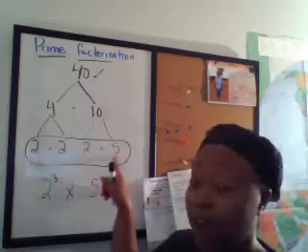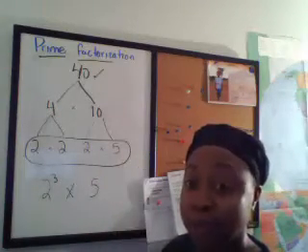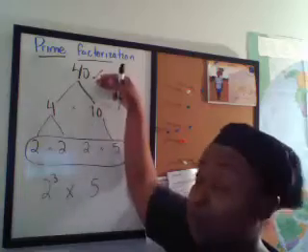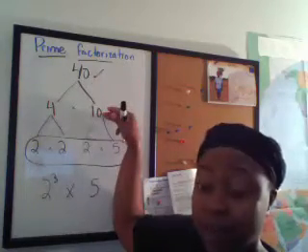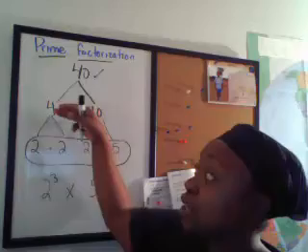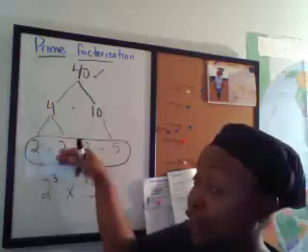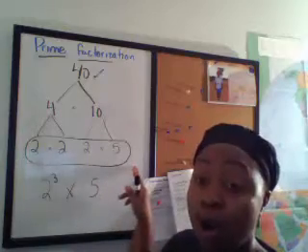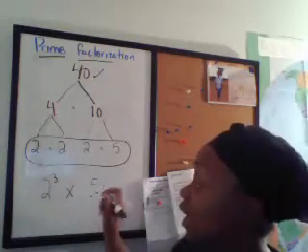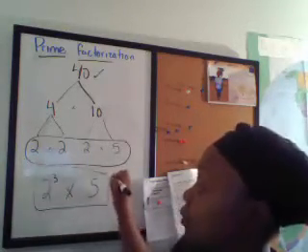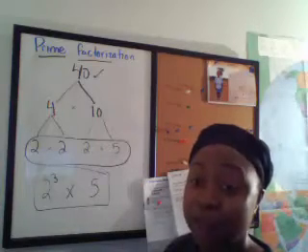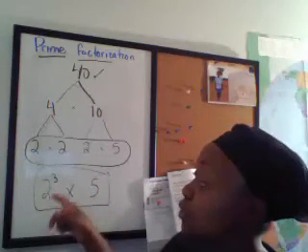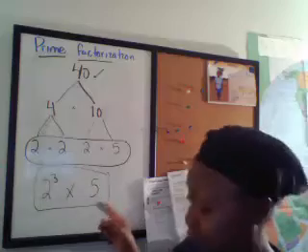2, 2, 2, and 5 are all prime numbers. So you start off with the number, you find two factors of that number, any two, and then you continue to break down, find the factors of your composite numbers until you end up with all prime numbers. And that is your prime factorization. So my prime factorization for 40 is 2 to the third power times 5.